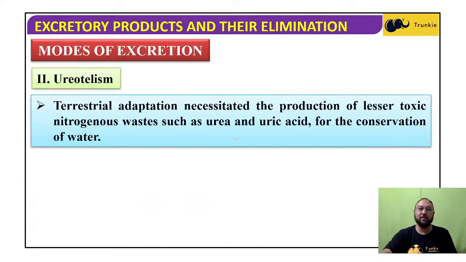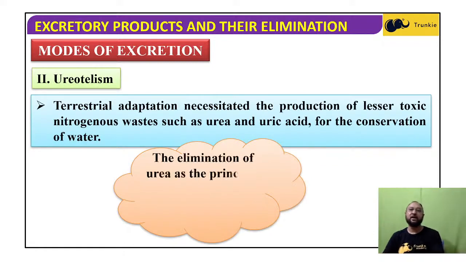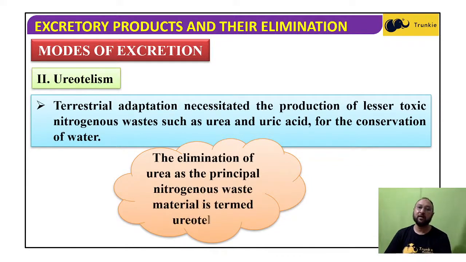And now more is ureotelism, the terrestrial adaptation necessitated for the products of nitrogenous waste when animals for the first time evolved. That means a group of animals like amphibians, frogs or toads, when in the course of evolution, animals started moving from water to land. The first time the frogs and amphibians came from water to land. So they are amphibians because they live on land and they live in water.